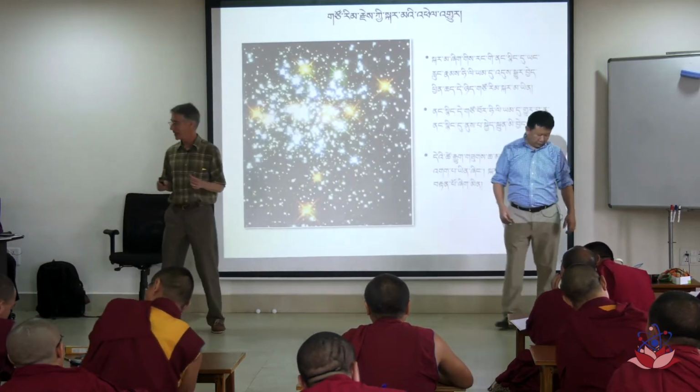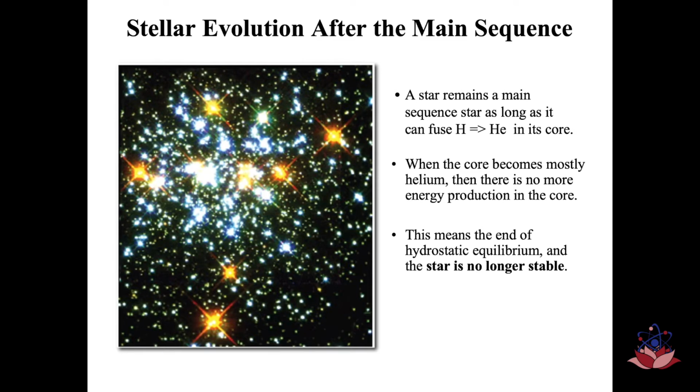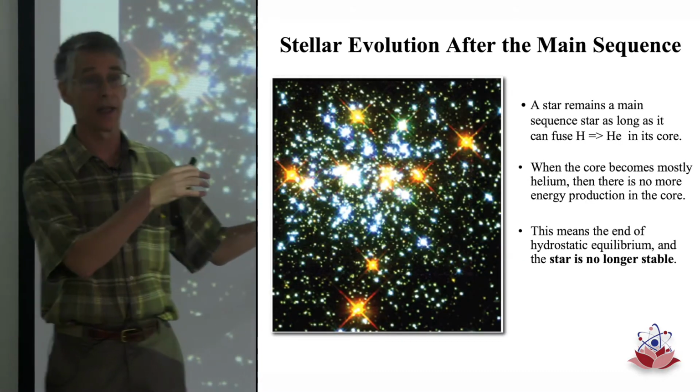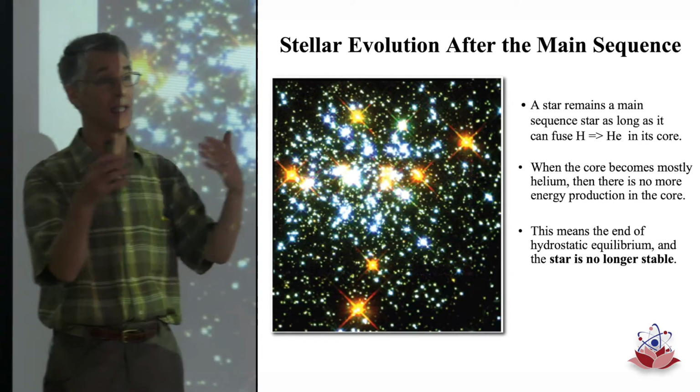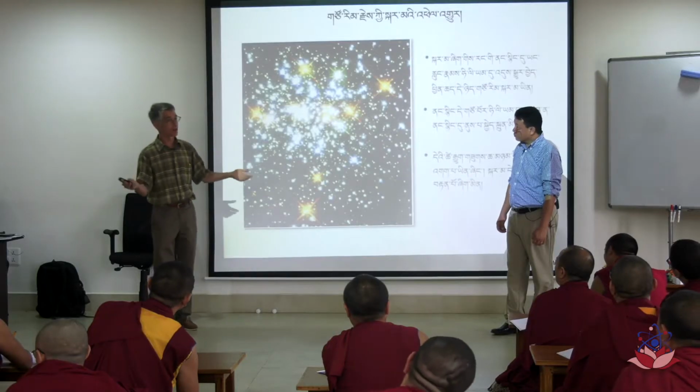Okay, good. So now we're going to talk about what happens to a star like the Sun after it runs out of hydrogen, which in some ways is much more interesting because when the Sun is fusing hydrogen to helium, it's a very stable star and not much is happening.